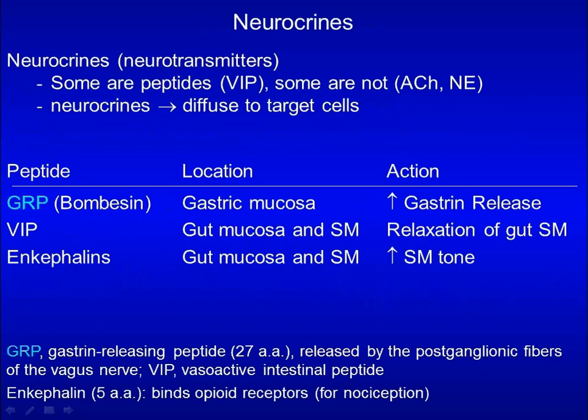Nerve fibers secrete neurocrines or neurotransmitters. Some are peptides, such as VIP, GRP. Some are not, such as acetylcholine and norepinephrine. Most significant neurocrines are GRP, which stands for gastrin-releasing peptide, VIP, vasoactive intestinal peptide, and enkephalins.